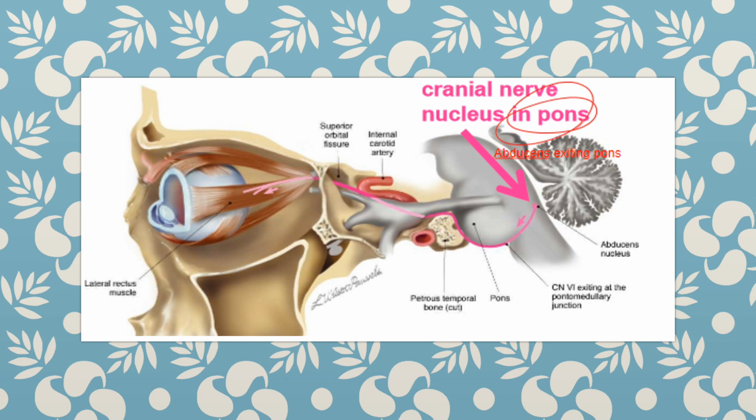Here is the total course or summary of the nerve. You can see its nucleus there, fibers of the abducens nerve leaving the brainstem, entering into the cavernous sinus, then they enter into the superior orbital fissure and they reach the orbital cavity to supply the lateral rectus muscle.